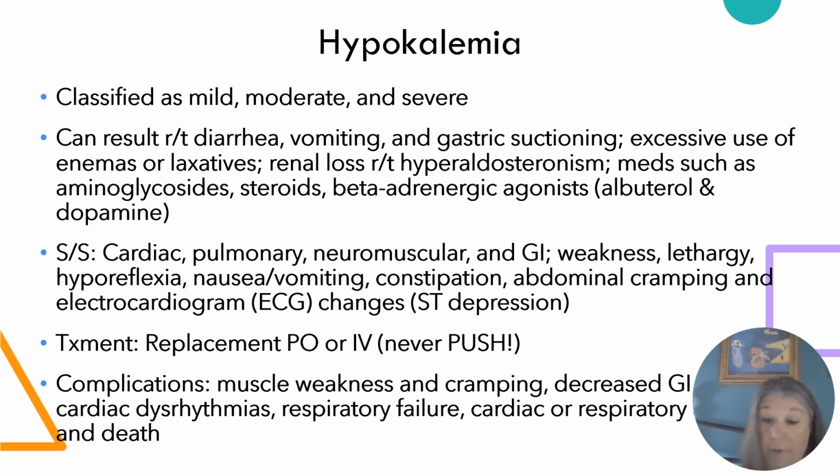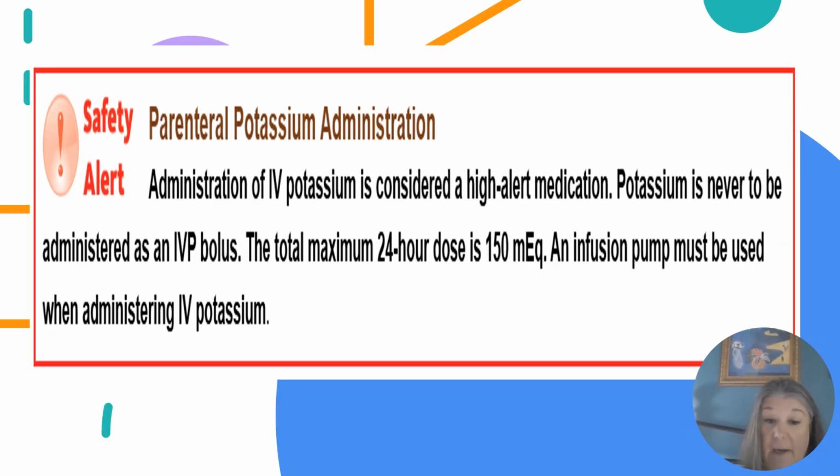We never push potassium. Potassium works on the heart. So with potassium, those EKG changes are really important because you can kill someone if you push potassium, related to the dysrhythmia that you cause. So complications of hypokalemia: muscle weakness, cramping, cardiac dysrhythmias, you cannot underestimate that one. And again, somebody could die.